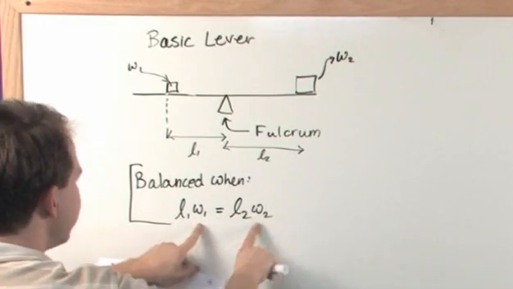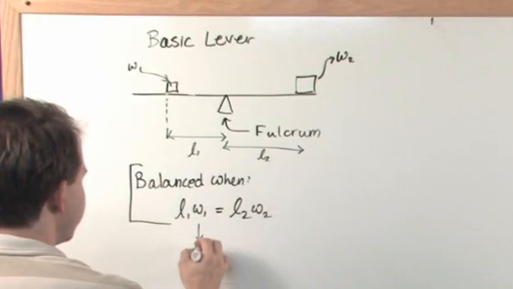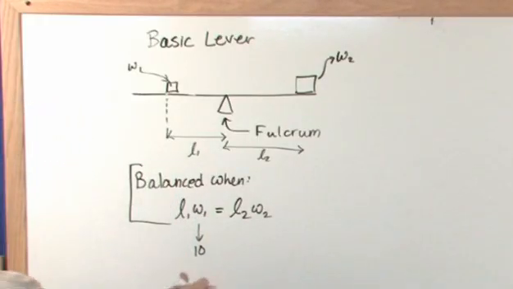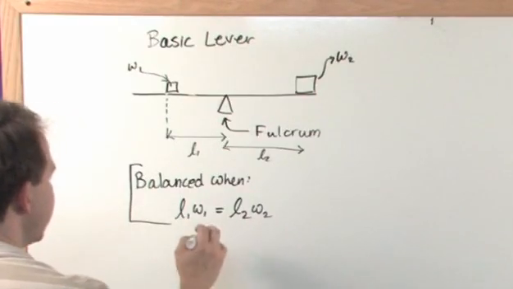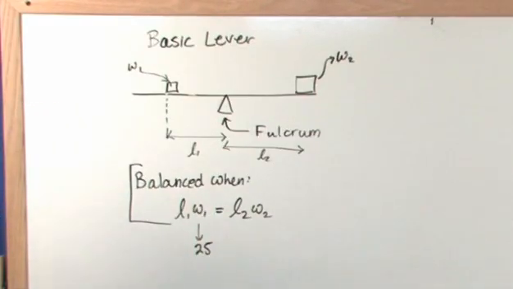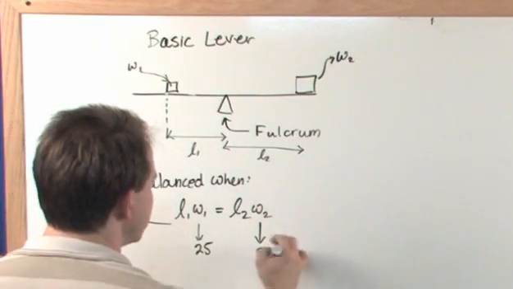Totally different. So if this is the toddler, let's say, and his weight is, let's say, 10 pounds. Well, that's not a toddler, that's a baby. Let's say the toddler is 25 pounds, okay? That's his weight. He's sitting on one side. And let's say the adult weighs 200 pounds, okay?